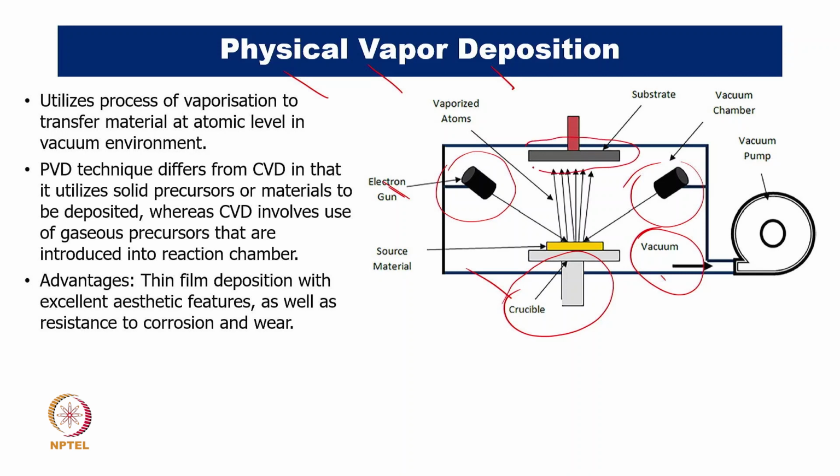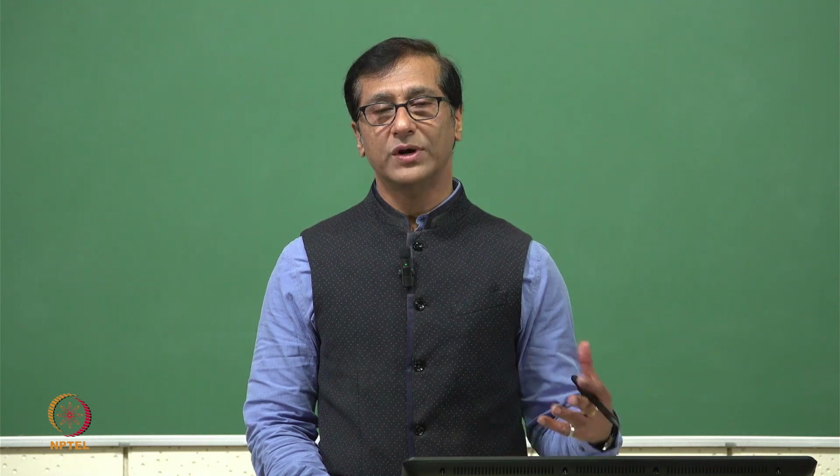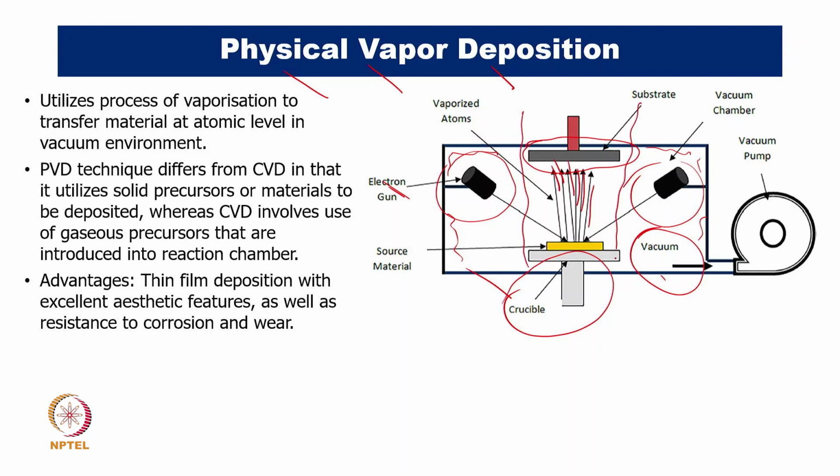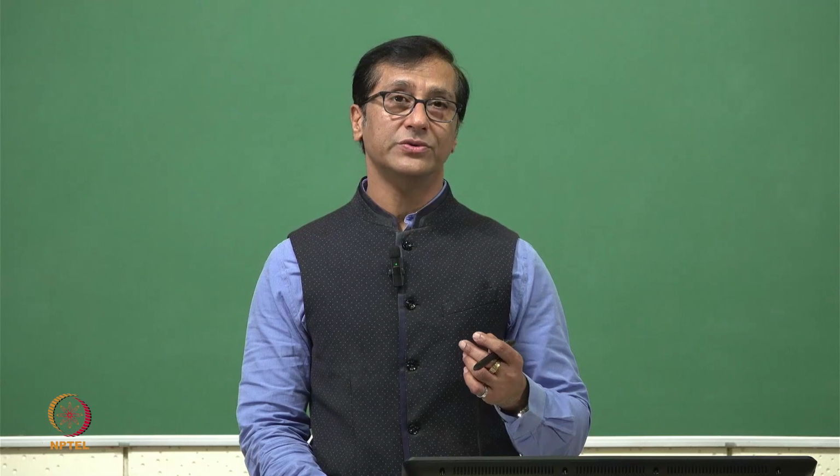And this is a substrate where the atoms or particles will go and impinge with a velocity, and then get deposited on the surface. However, there are a number of corners. Again, the powder which is left here will also get accumulated in this manner. So many times we don't want that kind of loss of material. We give some direction so the material goes only in this direction, focused. That is also possible. So we can say that it utilizes the process of vaporization to transfer material at atomic level in a vacuum environment. In this case, we are going for finer and finer coating.